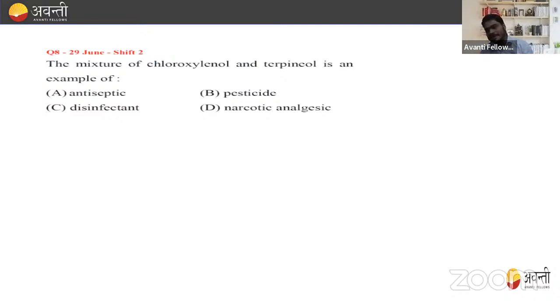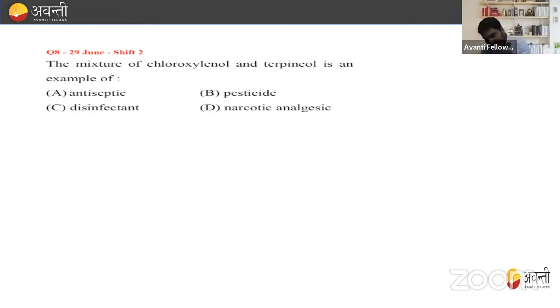Antiseptic. What is antiseptic? What is the difference between antiseptic and antibiotic? Can anyone explain? Okay, good. Antiseptic means which is applied externally, and is basically used to kill bacteria or stop their growth.